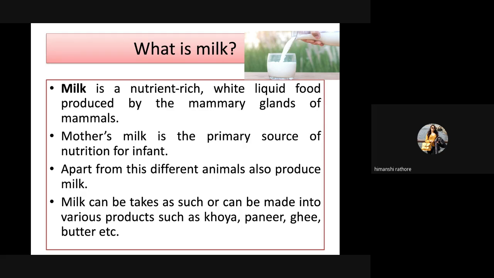Apart from this, different animals also produce milk. Milk can be taken as such, or it can be made into various products. Now in India, we consume milk, and we prepare other byproducts out of milk, like khoya, which is used in preparing various types of sweets in India. And then paneer, the other name of paneer is cottage cheese. You must be aware of cottage cheese. Ghee is again made of milk only, and butter. So these are the different products which are prepared out of milk.